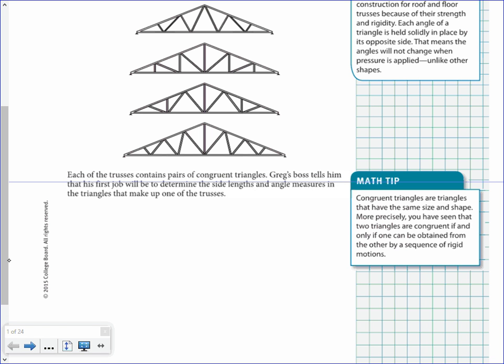So a truss uses triangles specifically because they are strong and rigid, because their angles and sides do not change under pressure. So that's why they're going to use triangles a lot in construction. So let's look on the next page.